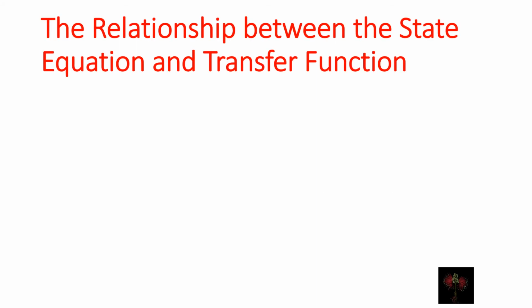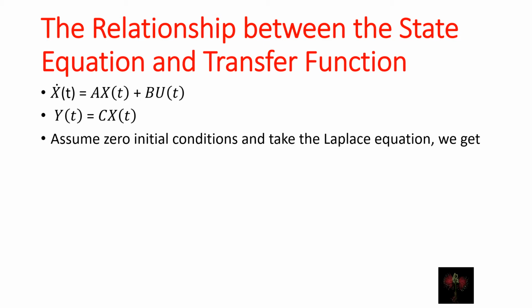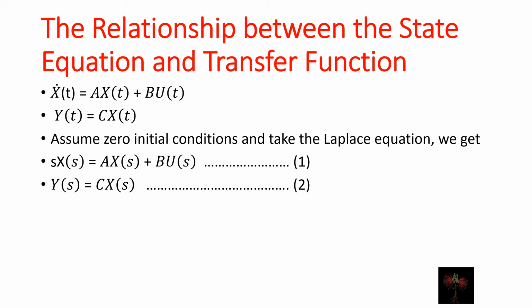The relationship between the state equation and transfer function. Now consider the equation x dot of t equals A x of t plus B u of t, and y of t equals C x of t. Assume zero initial conditions and take the Laplace transform of the equations. We get s X of s equals A X of s plus B U of s. This is the Laplace transform of the x dot of t equation, and Y of s equals C X of s.